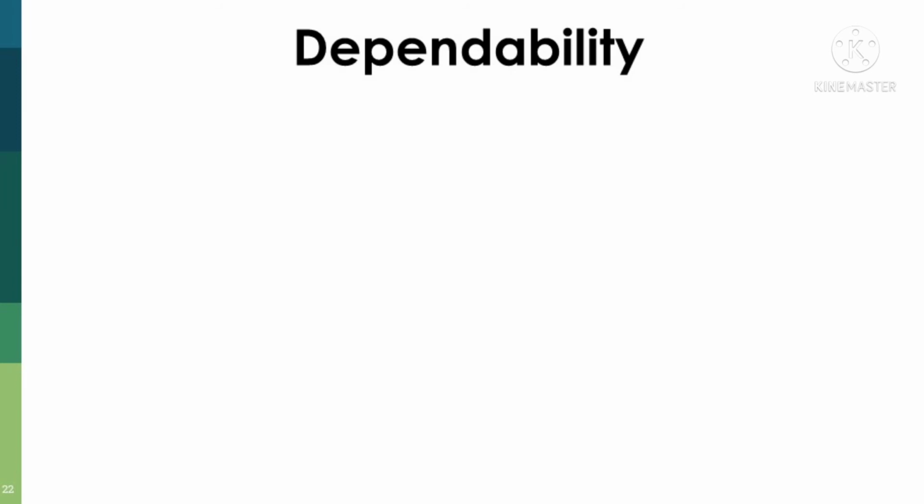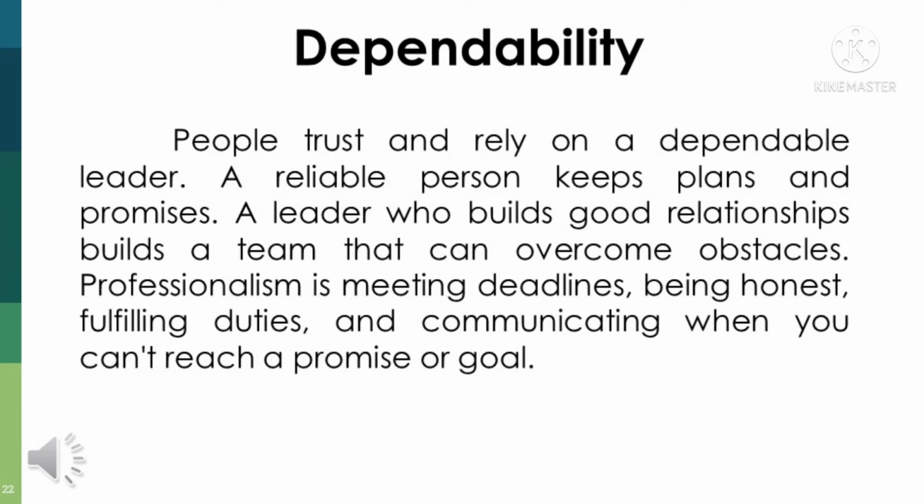Dependability. People trust and rely on a dependable leader. A reliable person keeps plans and promises. A leader who builds good relationships builds a team that can overcome obstacles. Professionalism is meeting deadlines, being honest, fulfilling duties, and communicating when you can't meet a promise or a goal.